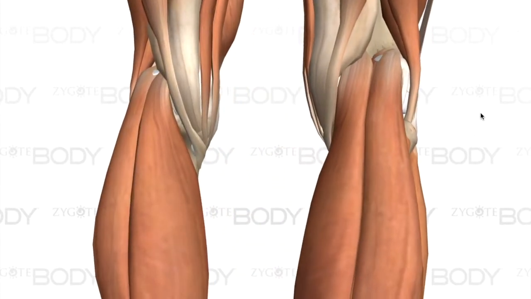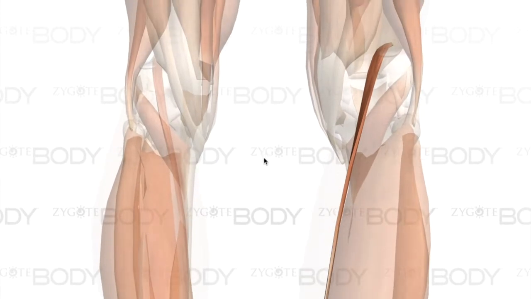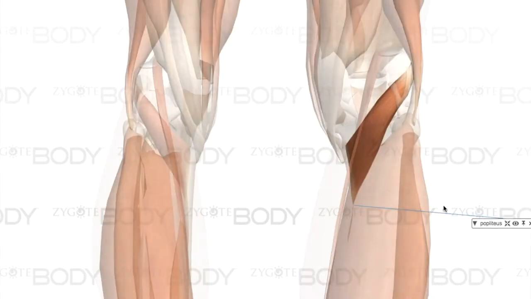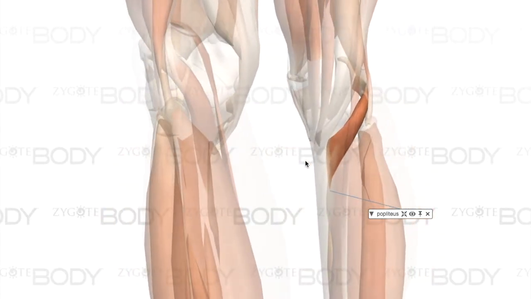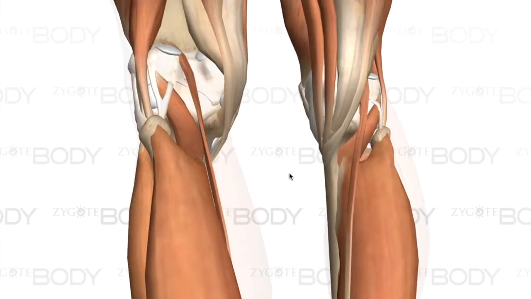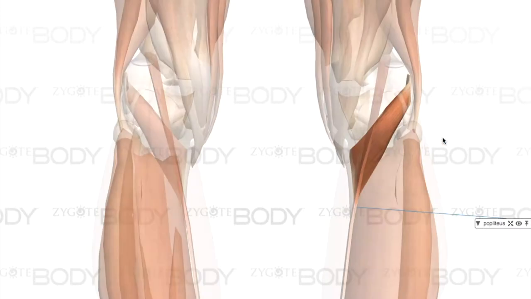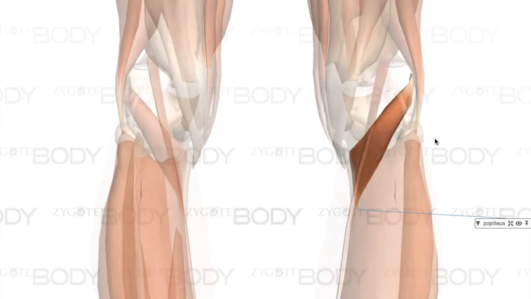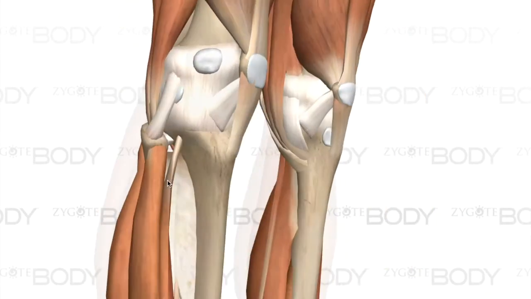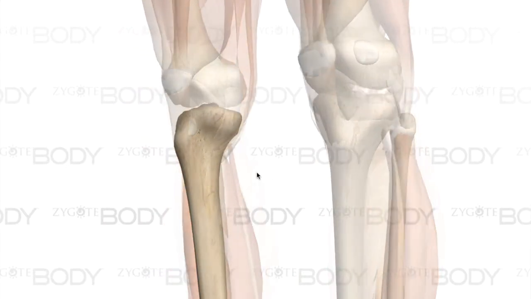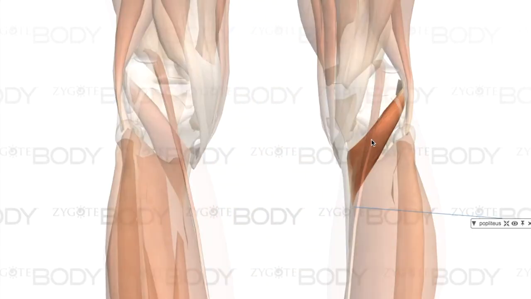Behind your gastrocnemius, another one is your popliteus. It is coming from the lateral side to the medial side, not really the medial, but very close to the medial of your tibial bone over here. So you see this bone here, and then you see this over here. That's your popliteus.